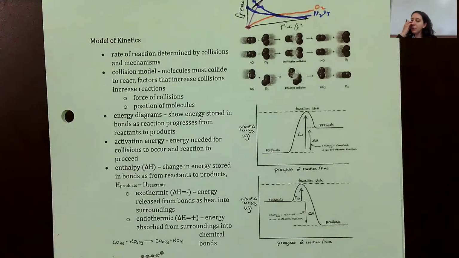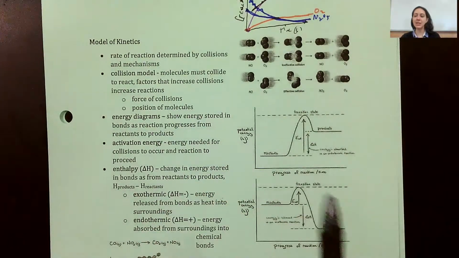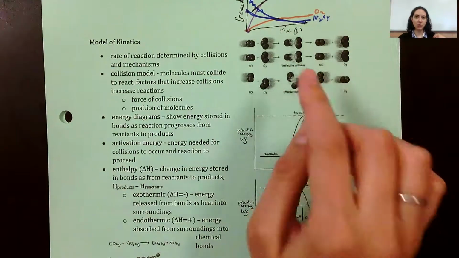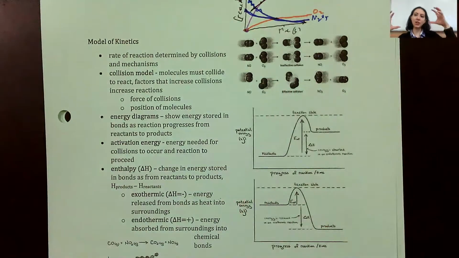The rate is determined by collisions and the exact mechanism of those collisions. I have a little diagram here. In the collision model, the idea is for a reaction to occur, molecules or atoms have to hit each other with enough speed and in the correct orientation. Those are the two factors: force of collision and position of molecules. This diagram shows you this idea of collisions. They have to be in the correct orientation.